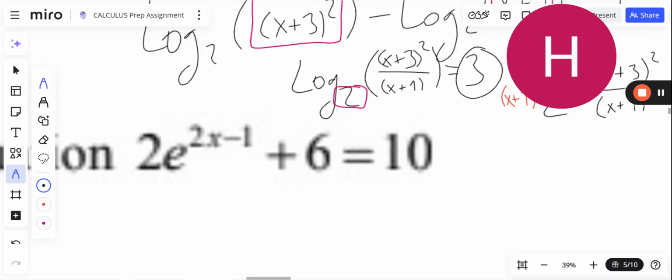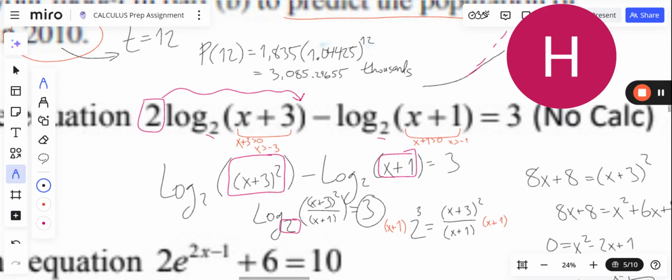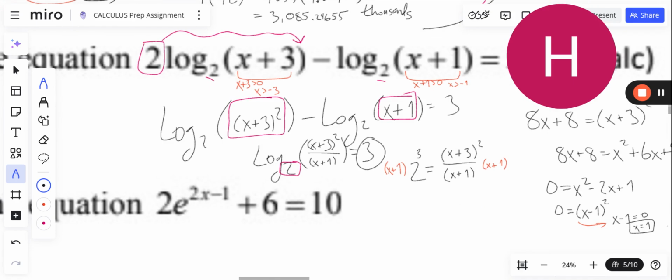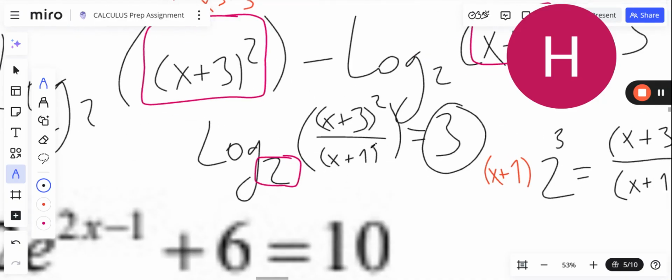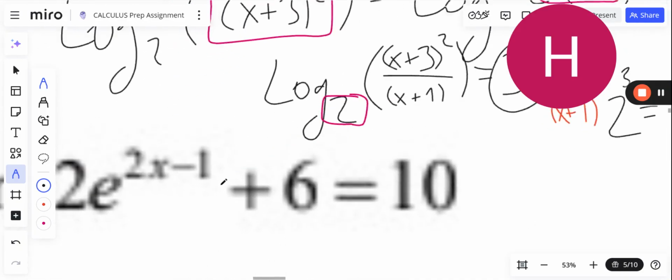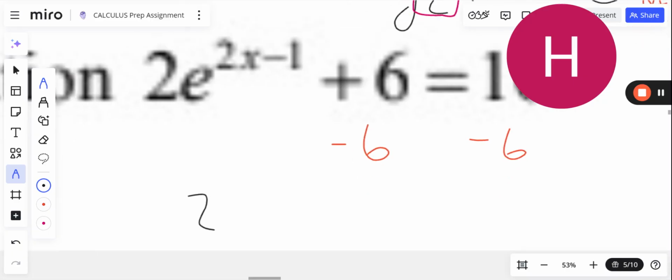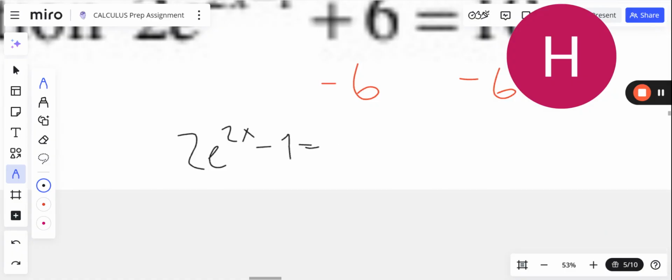What we're going to do is a similar broad idea to what we did in the logarithmic expression, where we simplified everything so that just the logarithmic expression was on one side. We're going to do the same thing with the exponential. We're going to subtract 6 on both sides. Then we're going to divide by 2 on both sides. That equals 4. We're going to divide by 2 on both sides, and then we're going to have e to the 2x.